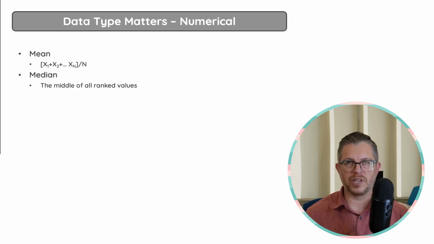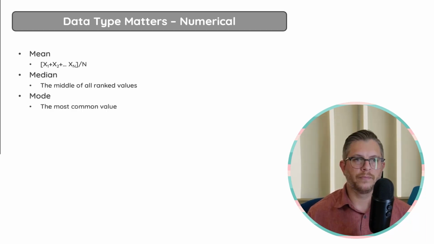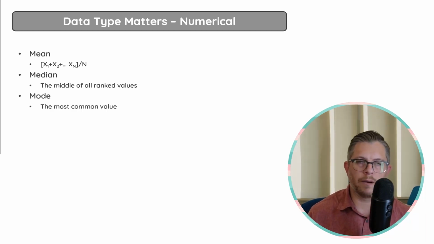So if you have 10 data points, then the two central numbers would be your fifth and sixth data point. Let's say our values are 10 and 20, then your median might be 15. And then mode, what is the most common value?